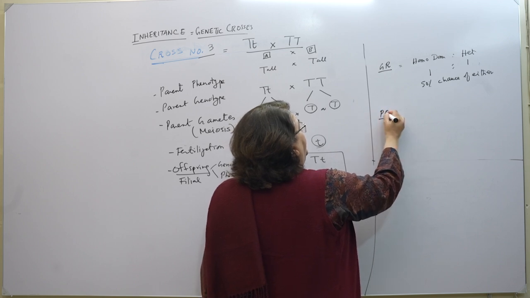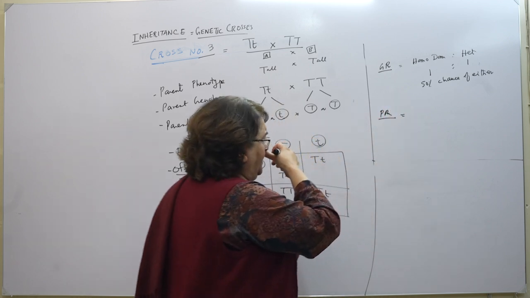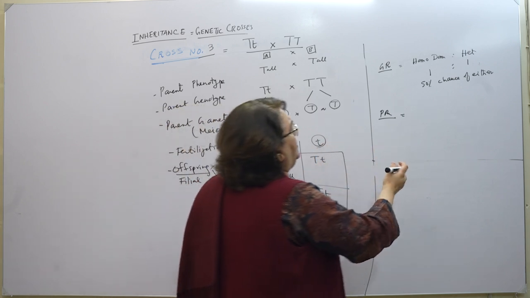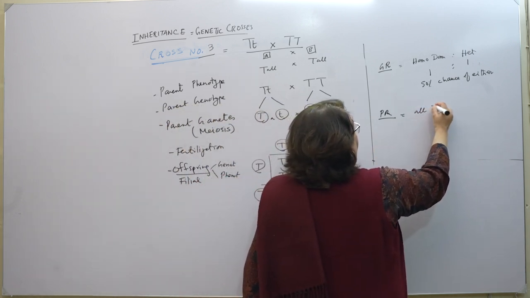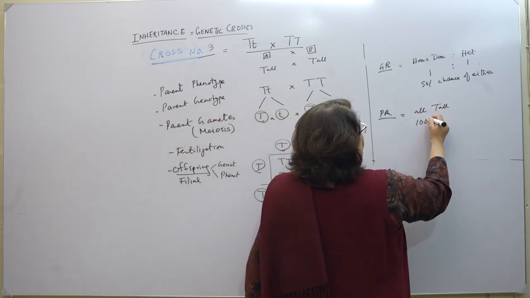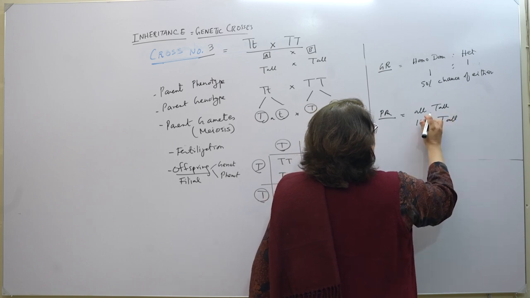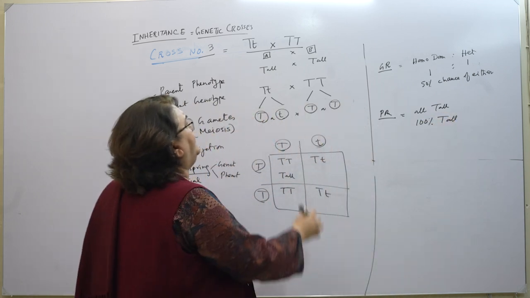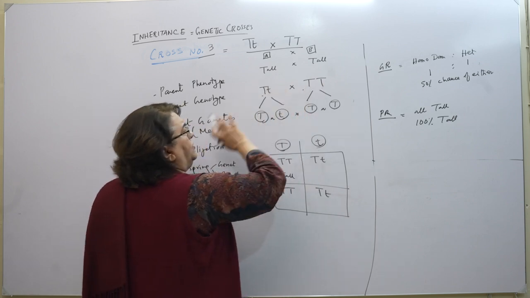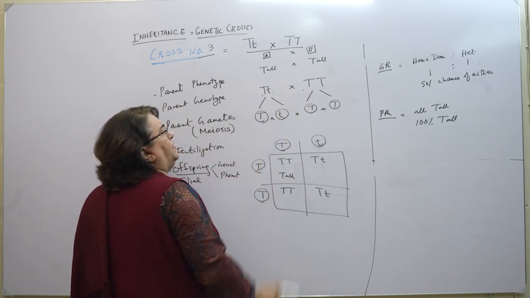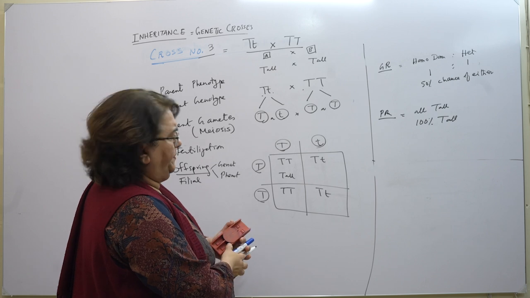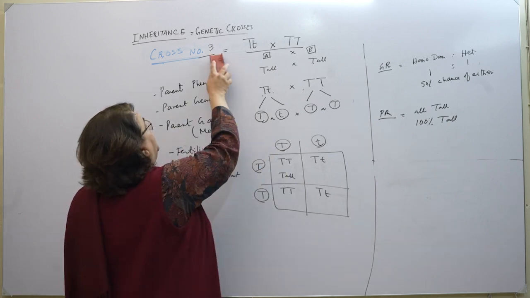Now come down to the phenotype ratio. What do we say? Well, all of them are going to be tall, right? So we say 100% will be tall, because there are so many capital T's here, 1, 2, and 3. So there is no chance of the recessive trait coming forward. Anyway, so this was our cross number 3.